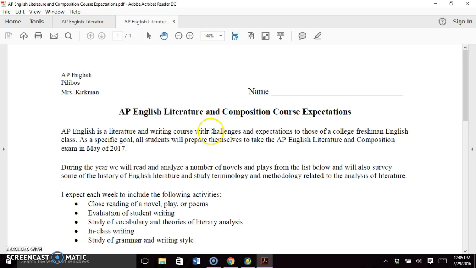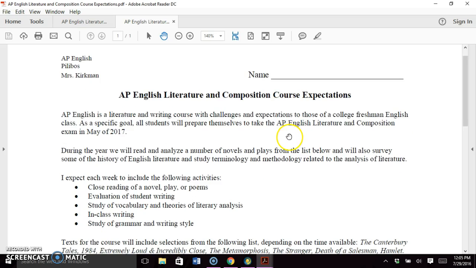This is the course expectations. This needs to be printed and read and signed by both you and your parent. It is due in class on Tuesday. It is a graded homework assignment to turn in. So make sure that you have that prepared for Tuesday.